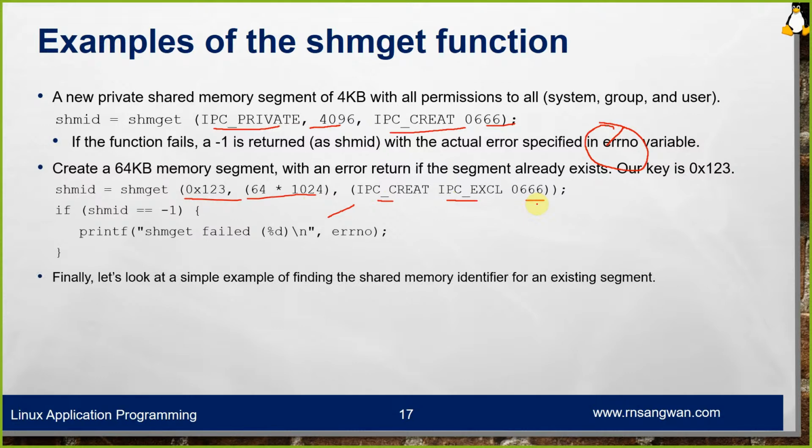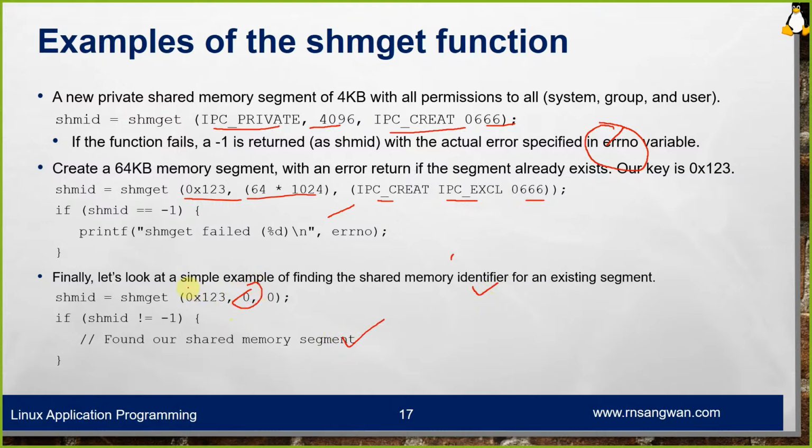Finally, we look at a simple example of finding the shared memory identifier of an existing segment. So we specify shmget, we specify the ID. If found, then we have found the ID. If not, then if you notice, we are passing 0 as we discussed in the previous slide, that we specify the identifier and we specify 0 as the second argument.